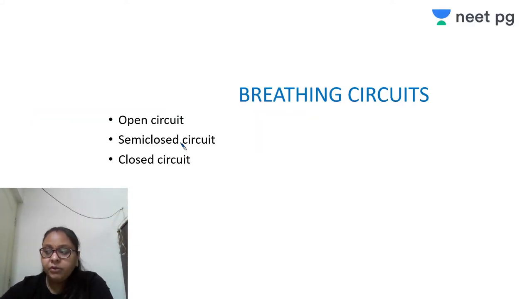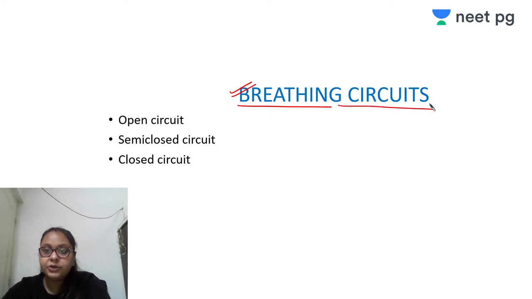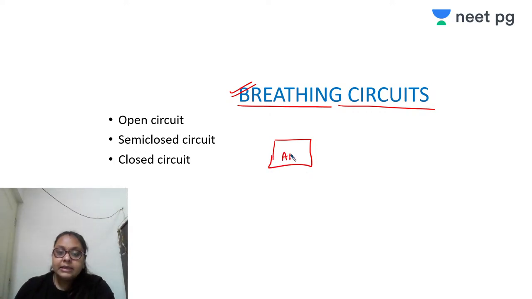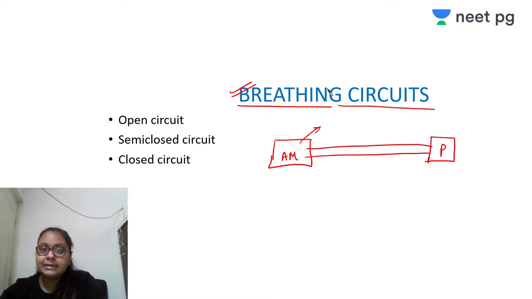Okay, fine. So coming to the first topic, that is the breathing circuits. The breathing circuits are in turn divided into the open circuit, the semi-closed and the closed circuit. Now, what do we mean by the term open circuit? Breathing circuits attach the anesthesia machine to the patient. They carry all the required anesthetic gases from the anesthesia machine to the patient.